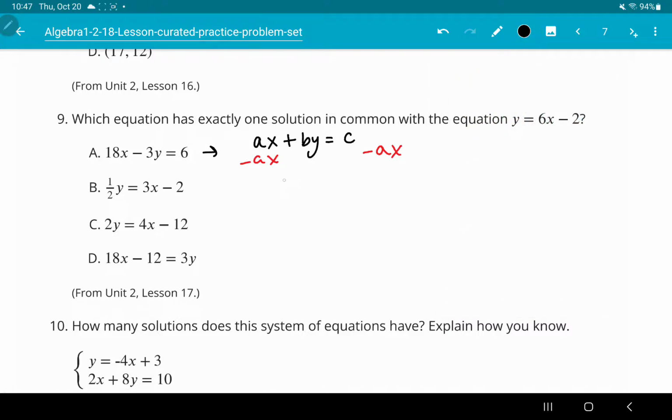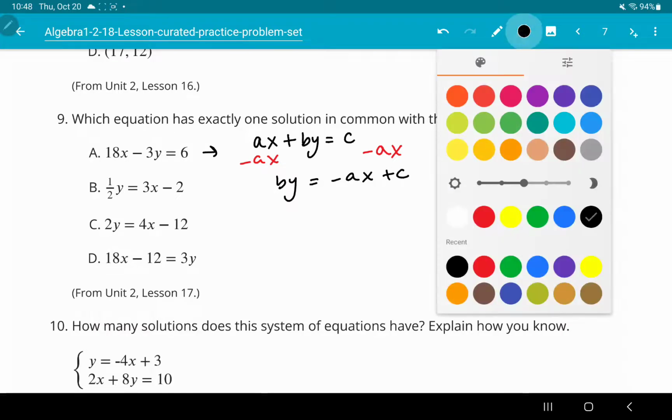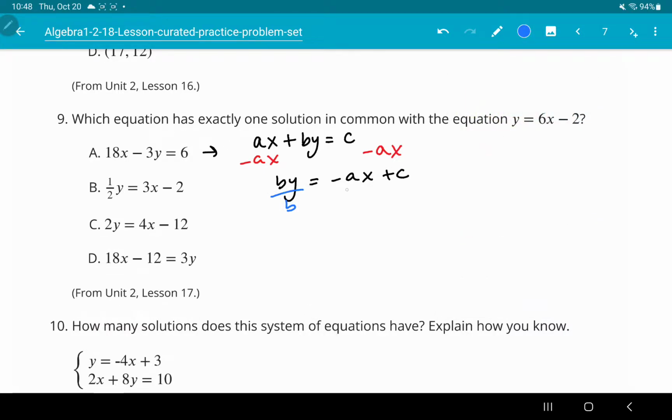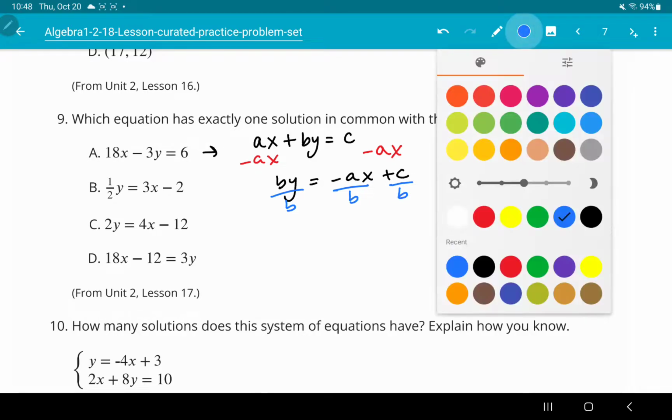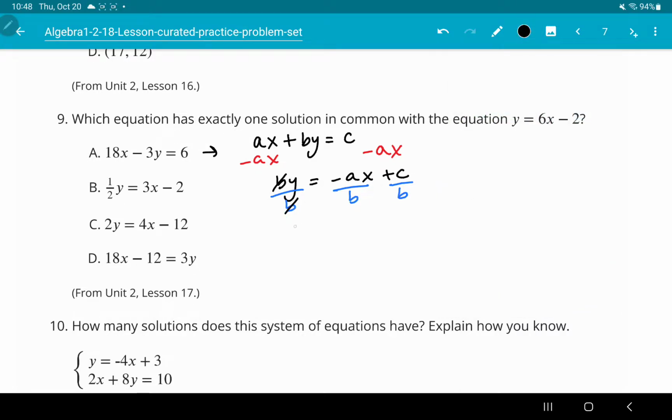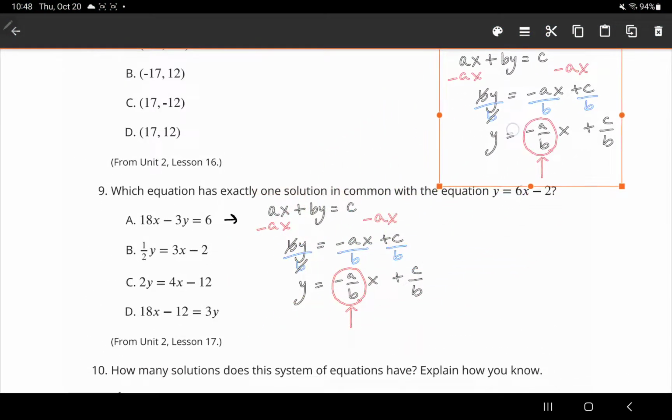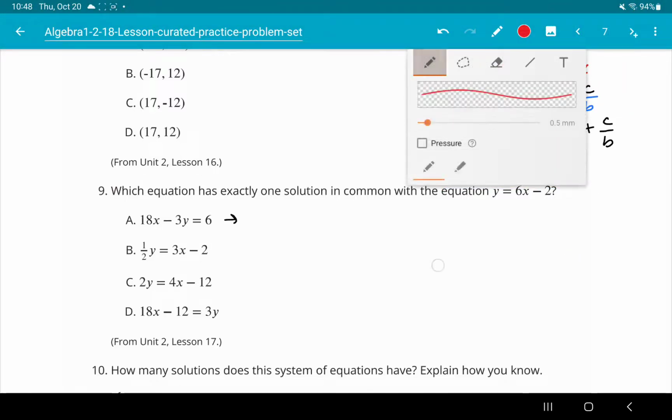And we'll get this equation, by equals negative ax plus c. And now let's divide by b. Our new equation is going to be y equals negative a over b x plus c over b. So my slope is going to be this number right here. It means I'm going to take the first number and divide it by the second number and make it a negative. That's what my slope's going to be. I'm going to scoot this out of the way for now, since that's just explaining the shortcut that we're going to use here.